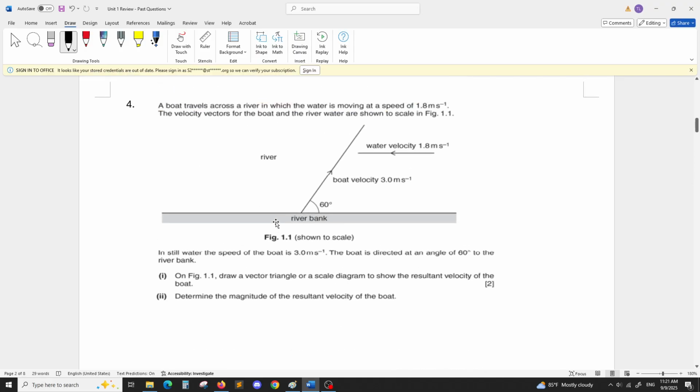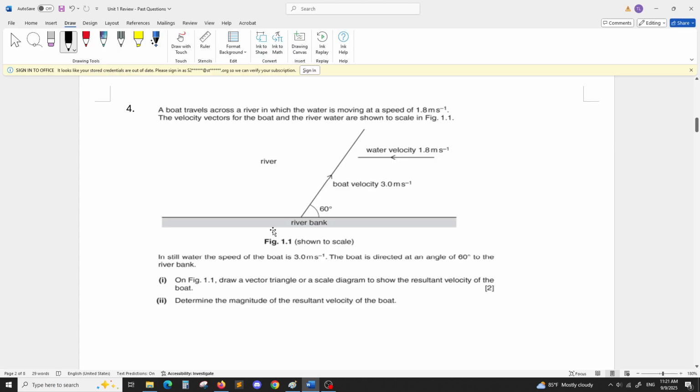Okay, an FRQ problem. A boat travels across a river in which the water is moving at a speed of 1.8 meters per second. The velocity vectors of the boat and the water are shown in scale. Draw a vector diagram. So to get the resultant vector of the boat, we simply just need to add the two vectors that they give us, which is this boat velocity and then this water velocity. So we can go ahead and do that.